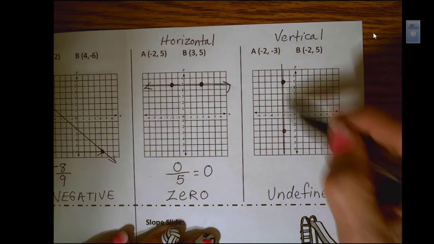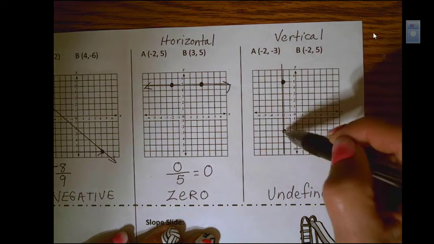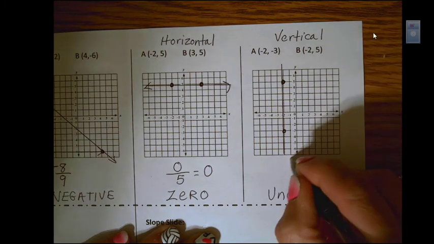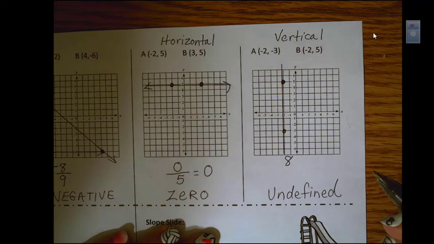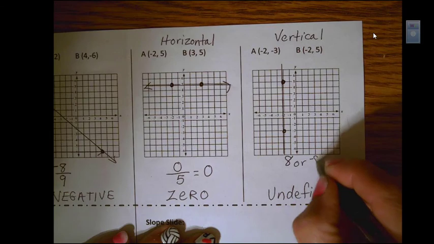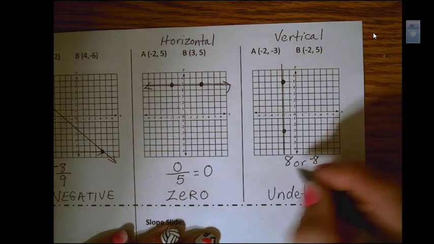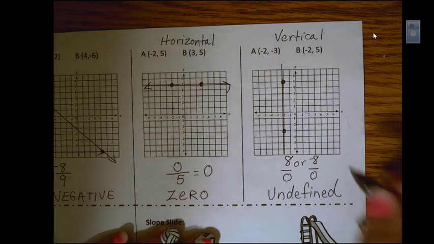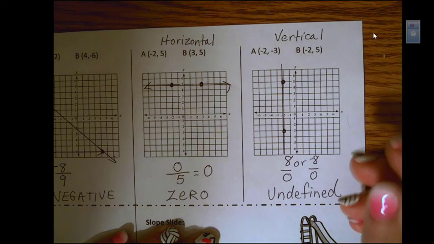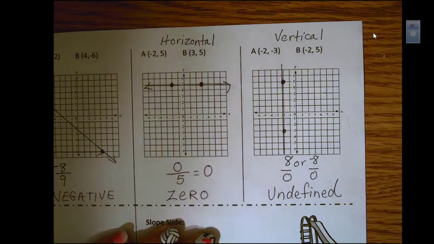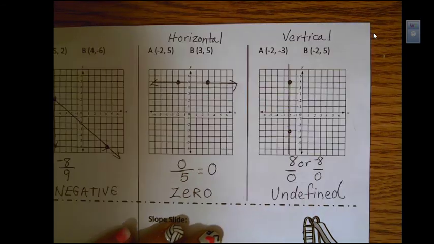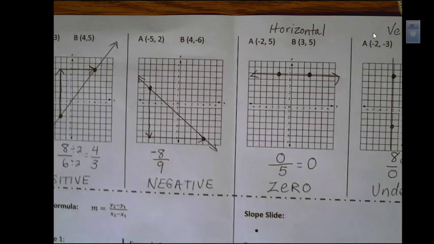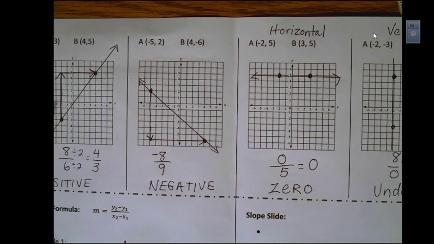Well, we could say that we are rising or we are falling. 1, 2, 3, 4, 5, 6, 7, 8. So it doesn't matter. We could use 8 or we could use -8. But we're not going left or right. So that would be over 0. And in mathematics, when we divide by 0, that is just considered undefined. That is how you end up finding the slope when you're given 2 points on a graph and a line.